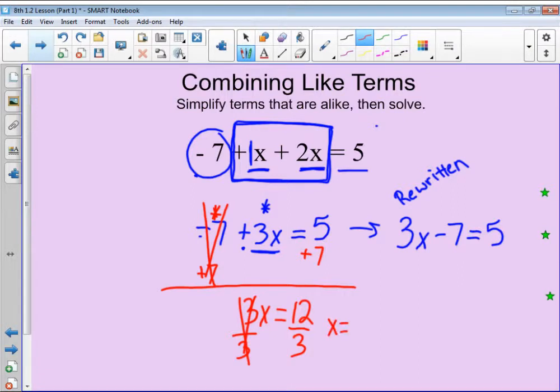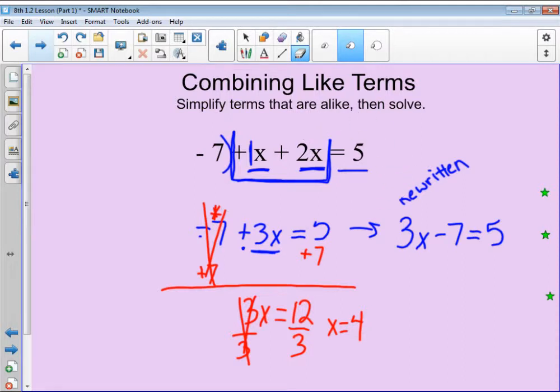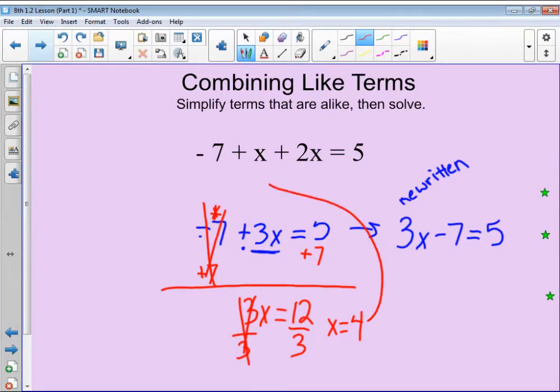So x equals 4. Okay, if I'm going to substitute in to check myself, because some of you will do that, it is good practice, but I know that you can get frustrated with it also. If you're going to substitute in, remember that, whoops, my eraser didn't work there. Oh, by golly. Okay, just remember that when you substitute in, this 4 is going to go where x is. So it's a -7 plus 4 plus 2, and then it's times 4. Okay, it's not 24, it's times 4 equals 5.